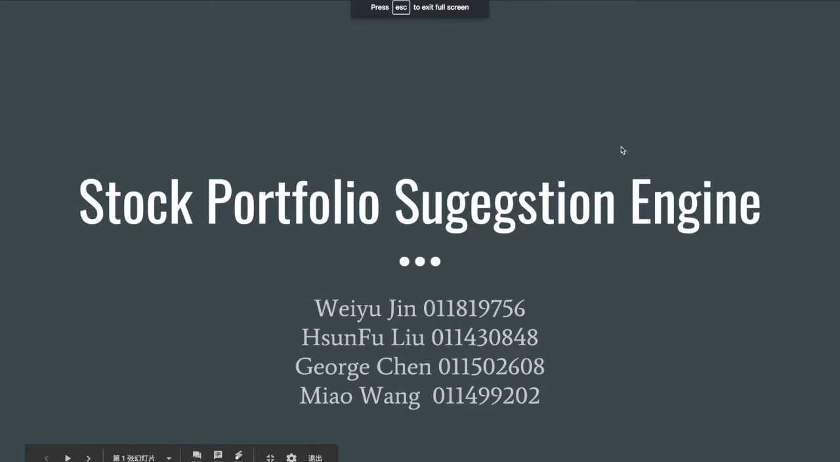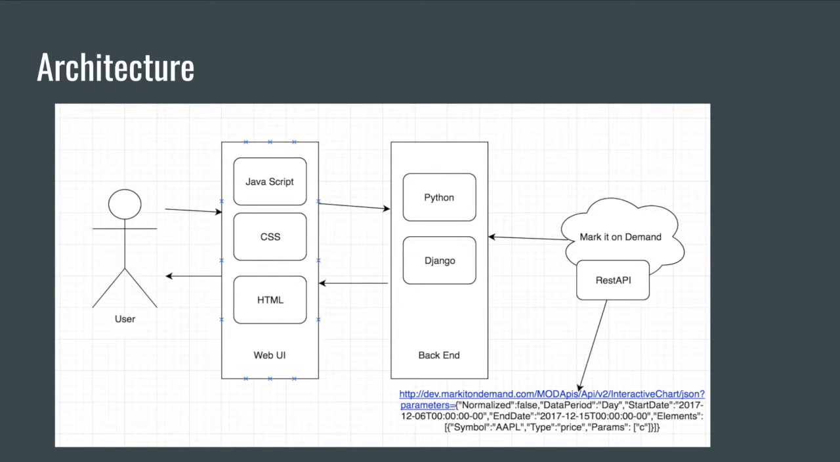Okay, so we're gonna give a demonstration of our CMPE 285 project, stock portfolio suggestion engine, and the team members include Wei Yijing, Senfu Liu, George Chen, and Miao Wang. And here you can see the architecture of our project.